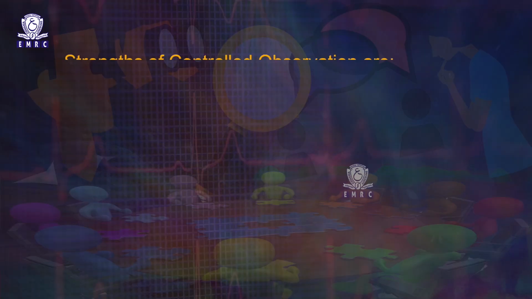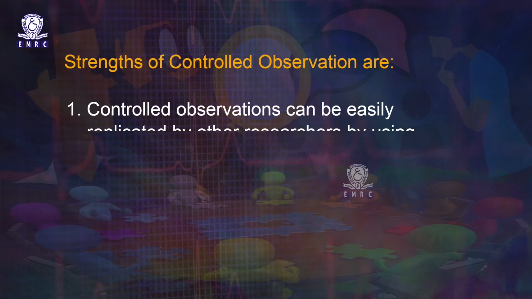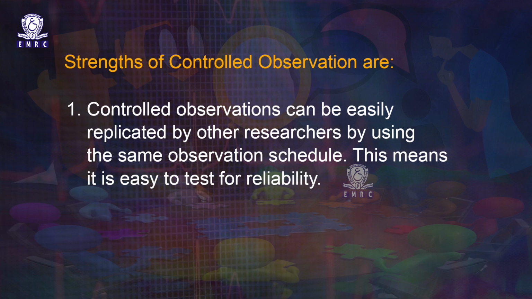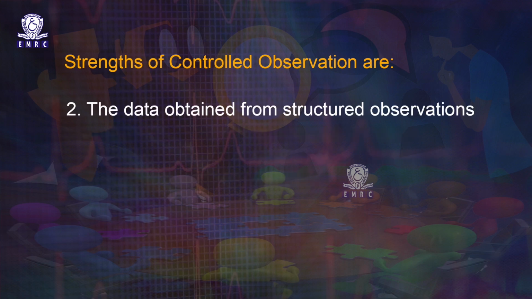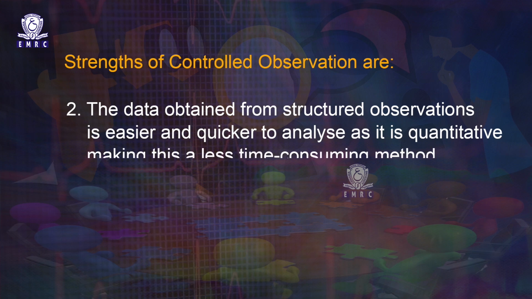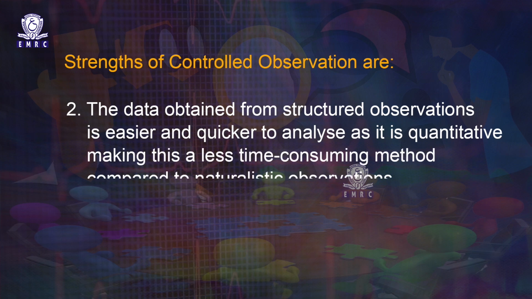Strengths of controlled observation are: controlled observation can be easily replicated by other researchers by using the same observation schedule. This means it is easy to test for reliability. The data obtained from structured observation is easier and quicker to analyze, as it is quantitative, making this a less time consuming method compared to naturalistic observation.